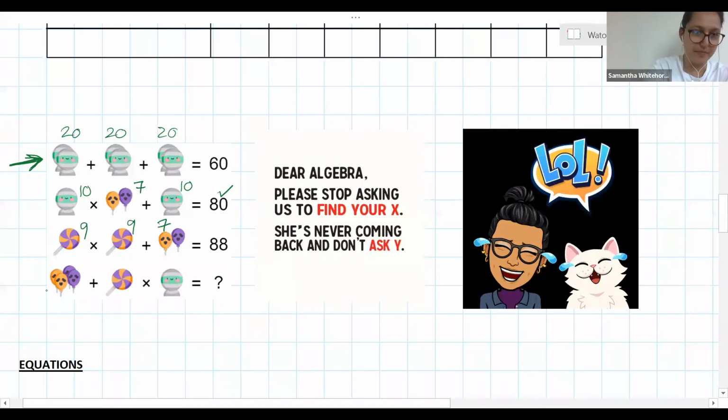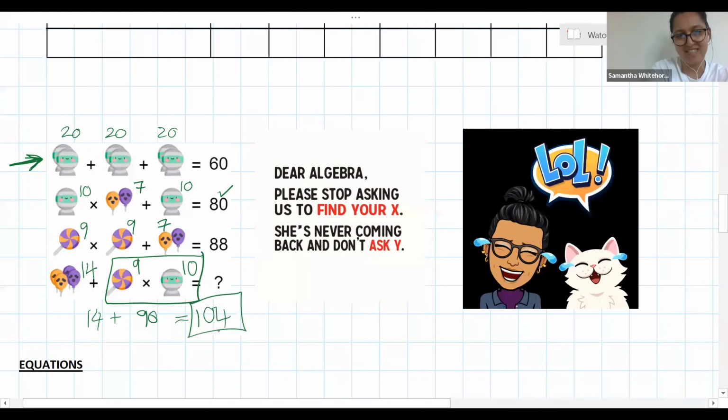Yes. Now I've got a double balloon situation here. So what is the value of that? The double balloons are actually 14. Excellent, well done. And then which operation do I do first? Do I do multiply first? Good. So we do 9 times 10 first, which is 90. And then we add, good, which gives me 104. Excellent. Well done. Nice, guys. Okay, so hopefully this makes a bit more sense now.